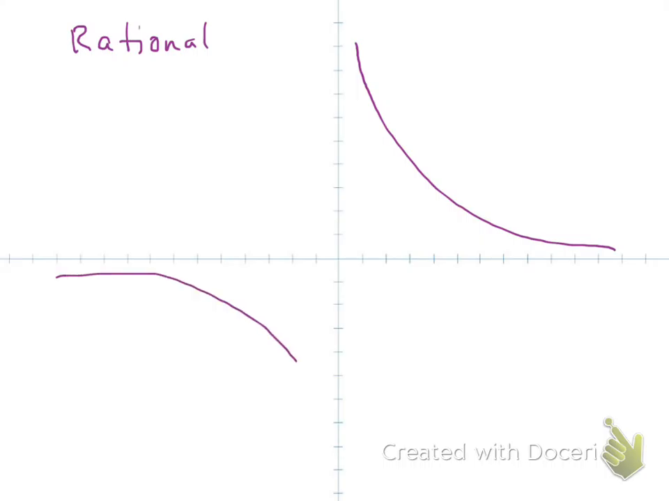The next one is we'll do the rational function. And this one's kind of weird. It looks like two parts. It's got a part like that, another part that goes like that, and it could also be in the other two quadrants. And rational functions are going to have x being what is in the denominator, and that will make it a rational function.